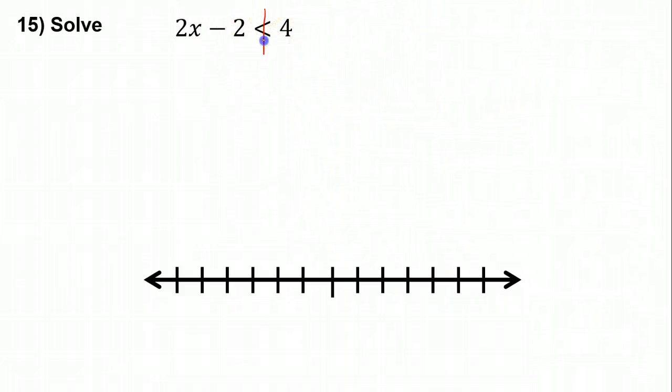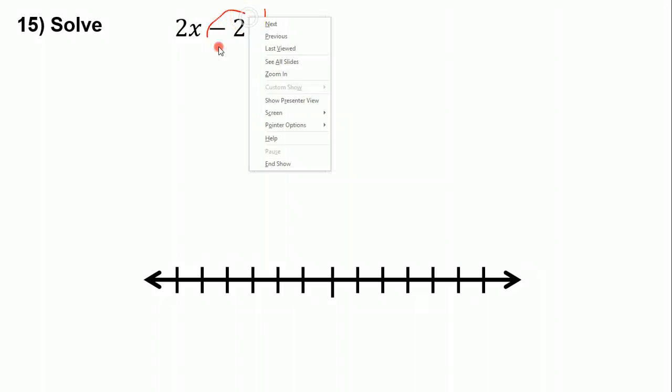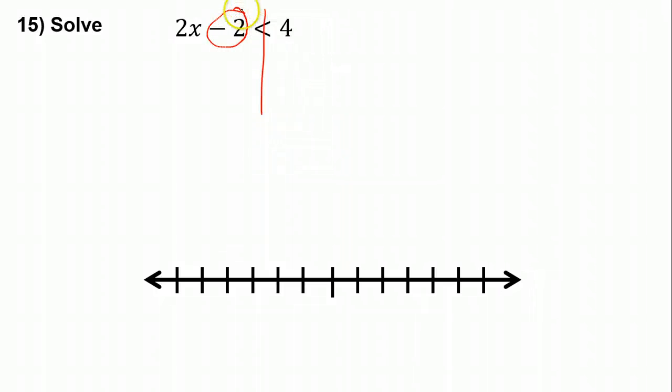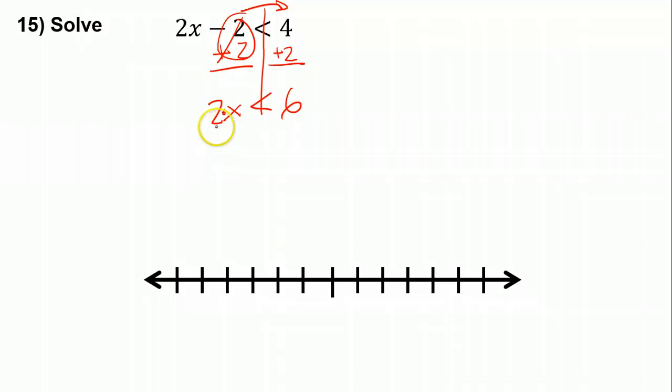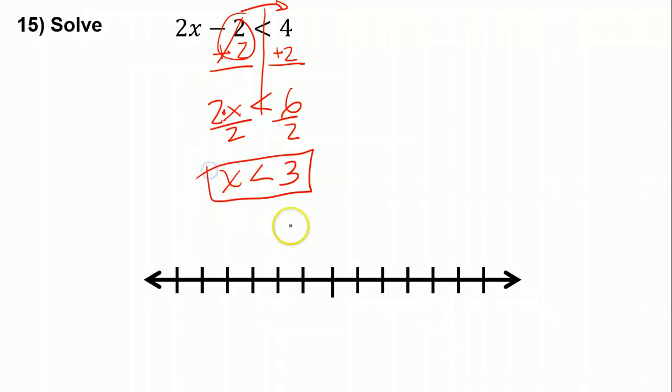Next one, you'll go ahead and get rid of this minus 2. So we'll add 2, add 2. So that's 2x less than 6. What's the opposite of multiplying? Dividing, right? So that's x is less than 3. Again, you just have to solve.